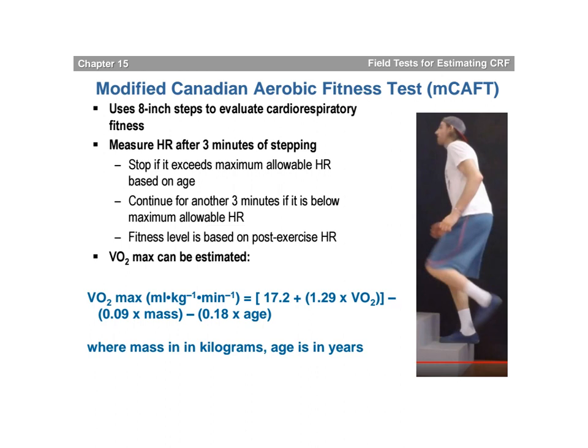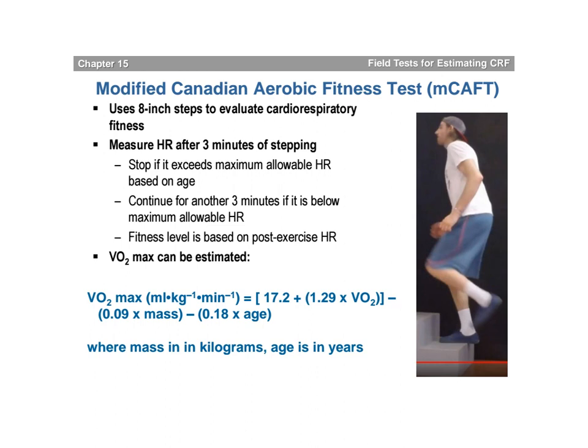So the way this works is it uses 8-inch steps to evaluate cardiorespiratory fitness. So you could use, as shown here, these are sort of fake steps, but you could actually just use regular steps. And they're going to start at ground level, move up 2 steps, and then step back down. And what you'll do is first you'll look at a chart and you say, well, okay, for a given age and a given sex, what's the starting stage? And there are different stages, numbered 1 through 4, and these correspond to different cadences.